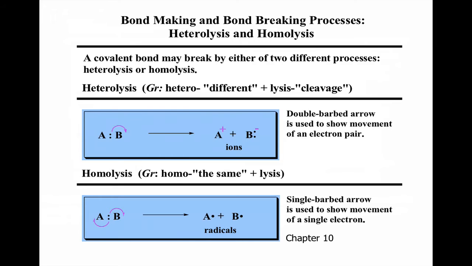Now, there are essentially two ways in which we can break a bond, because all reaction mechanisms, we're going to be talking about bond breaking and bond making. Okay? So we can have heterolysis, which uses a double-headed arrow. And what does that double-headed arrow tell us? I'm moving an electron pair, or two electrons, right?